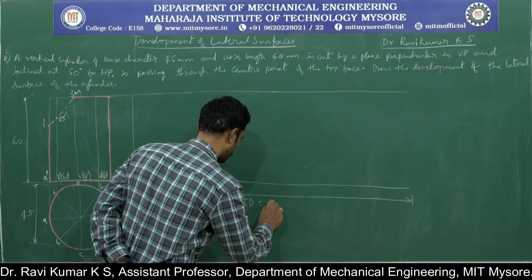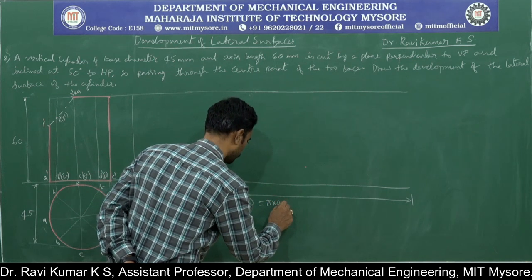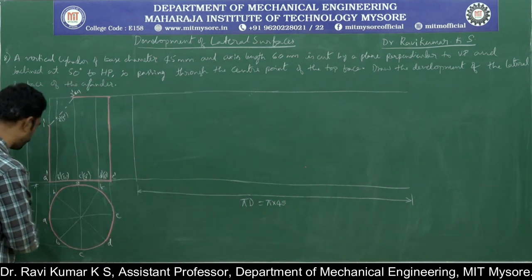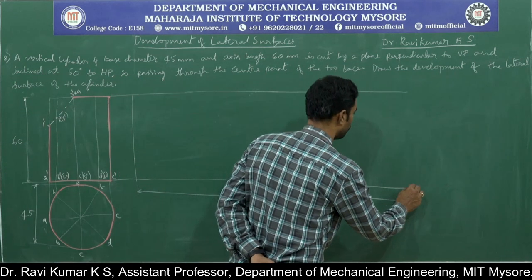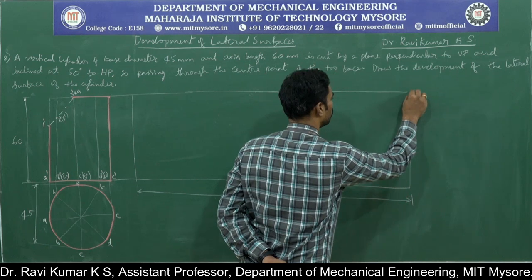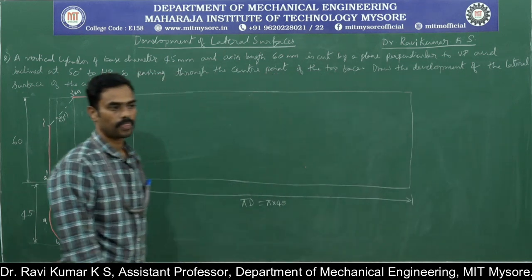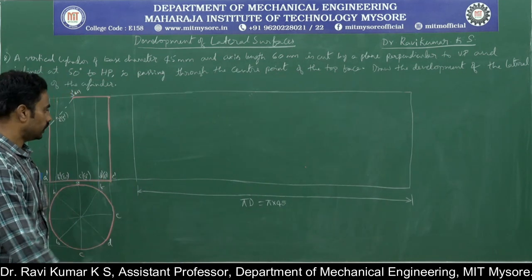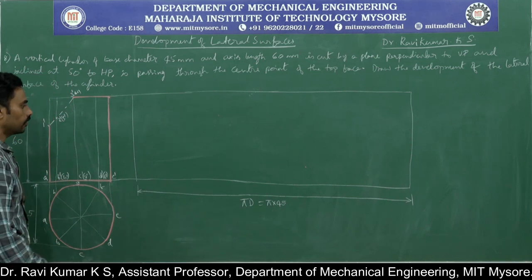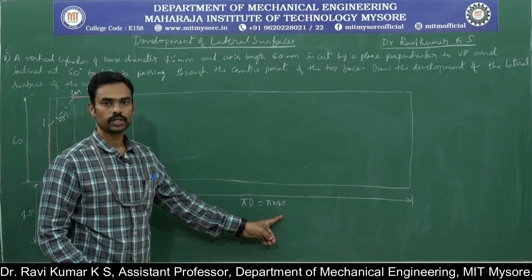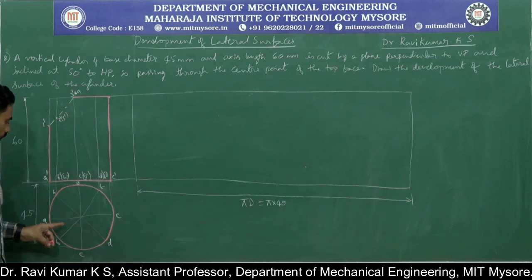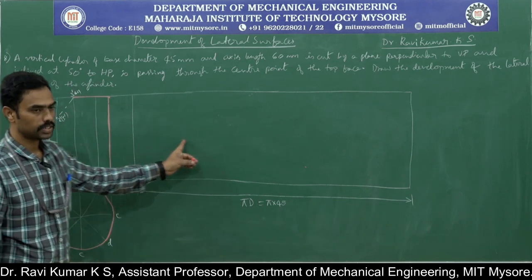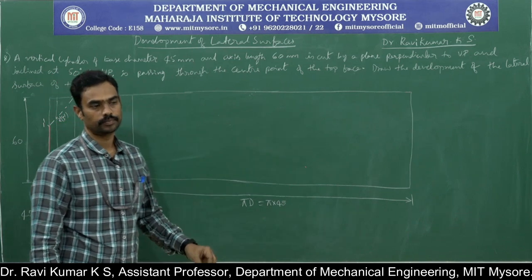So this is pi into d. That will be pi into 45, since here the diameter is 45. Whatever pi into 45 comes to, you just close the development length. Okay. Now this pi into d, you need to divide into 8 equal parts. 1, 2, 3, 4, 5, 6, 7, 8. You need to divide this also into 8 equal parts.